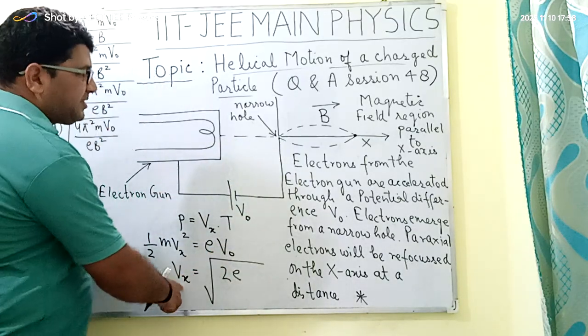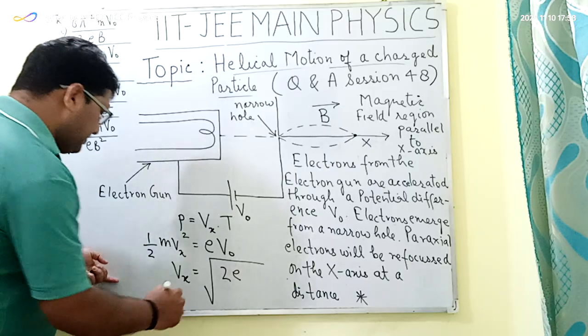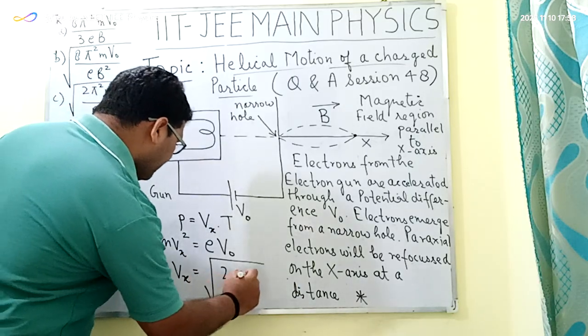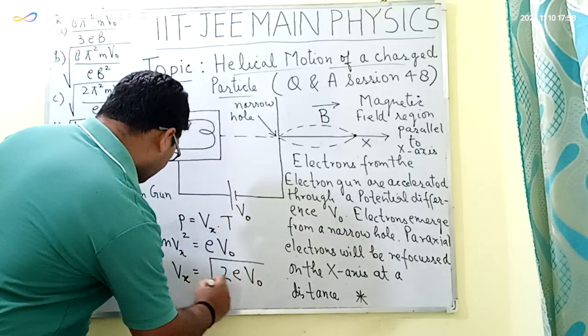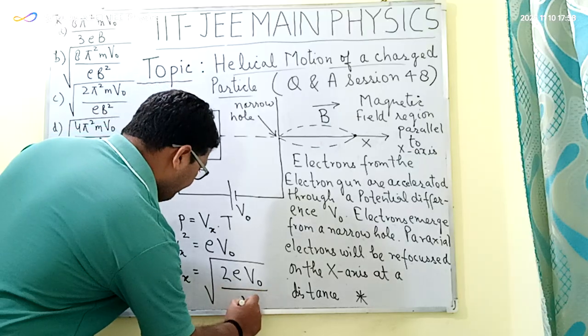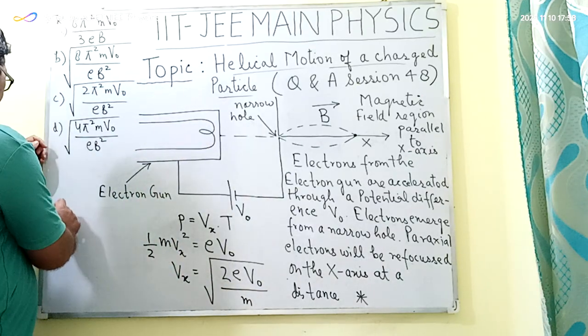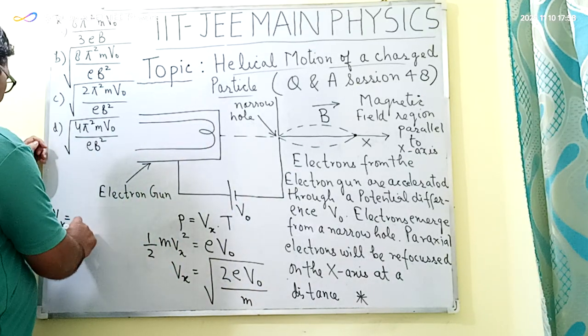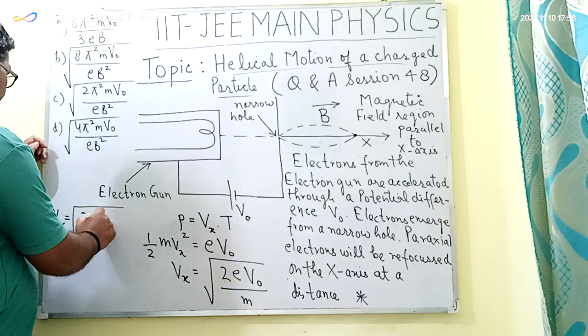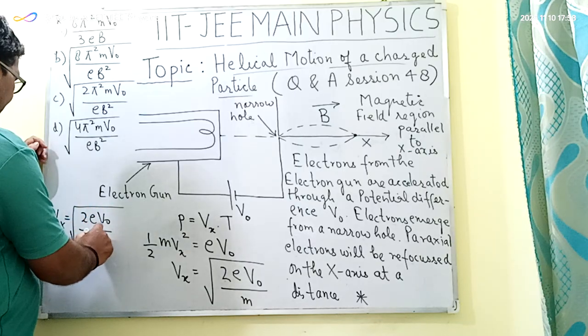So the velocity of the electron along the x-axis will be equal to 2eV0 divided by m. So I am writing this velocity here. Vx is equal to under root 2eV0 divided by m.